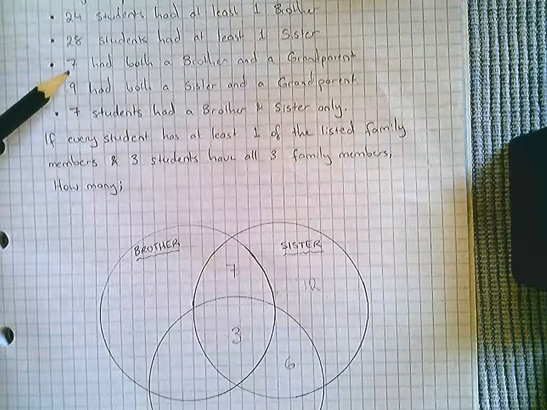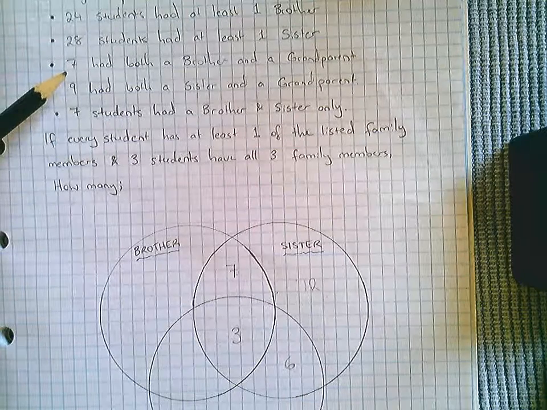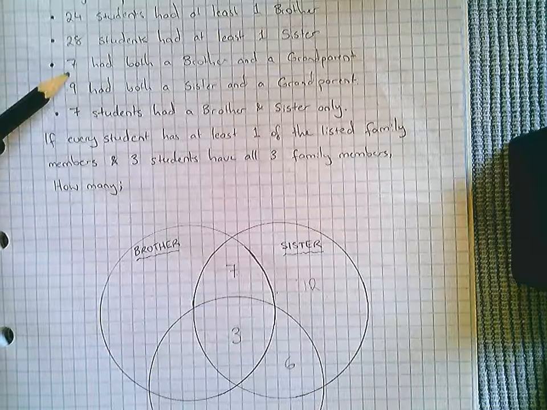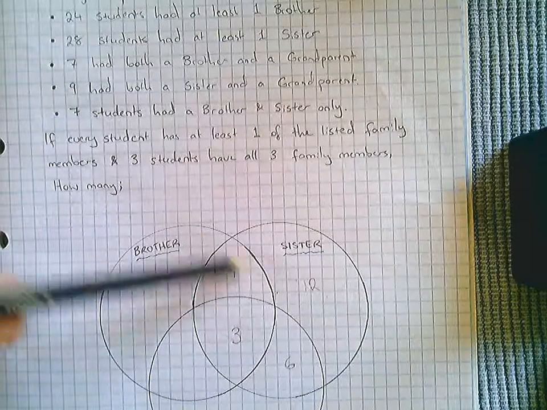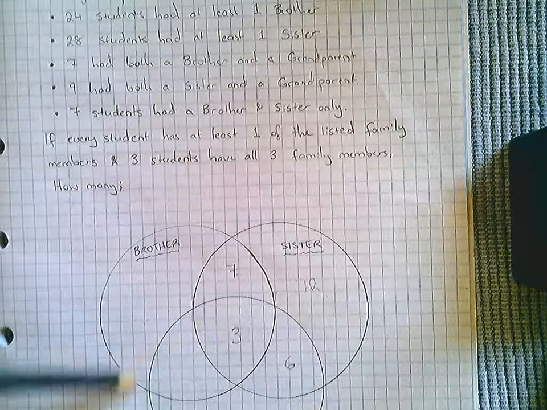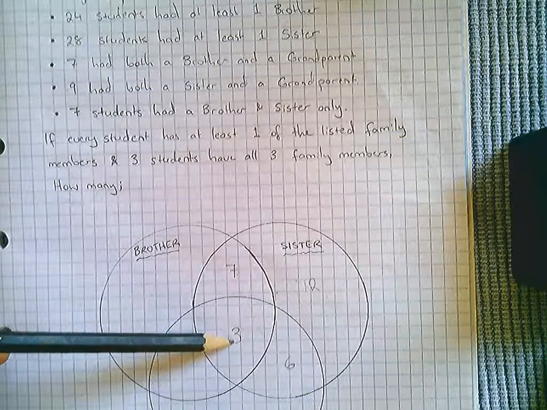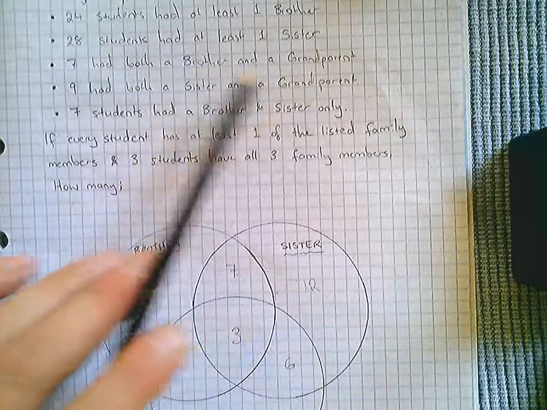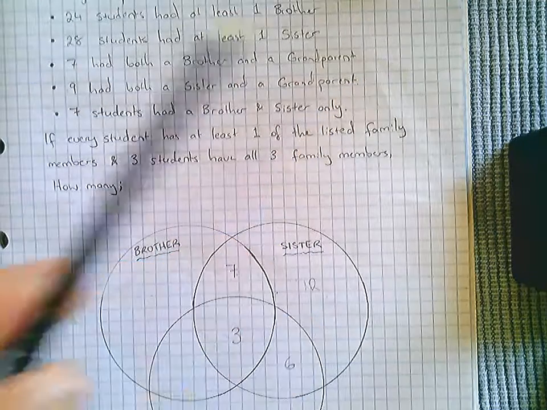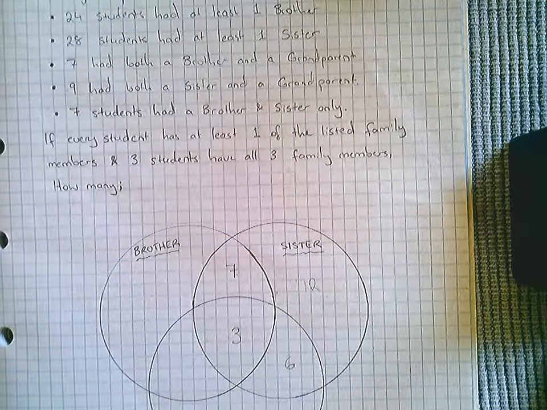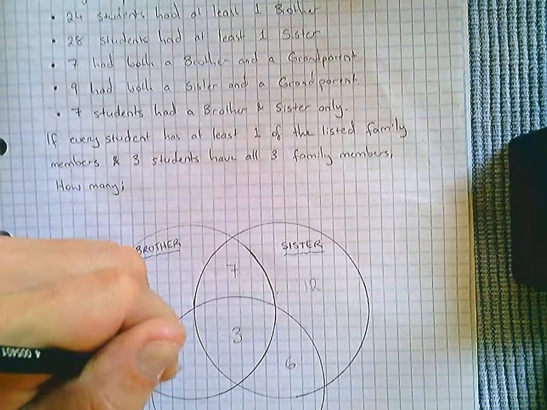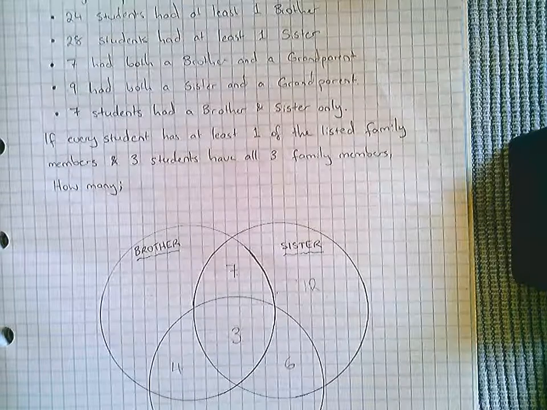We're also told that 7 students had both a brother and a grandparent. It doesn't say a brother and a grandparent only, which means the intersecting point between brother and grandparent, which is represented by this, is going to add to 7, because these 3 people have a brother and a grandparent. You cannot argue that. The question does not say only, so it encapsulates these guys here. So this plus this must add to 7, which is our 4.